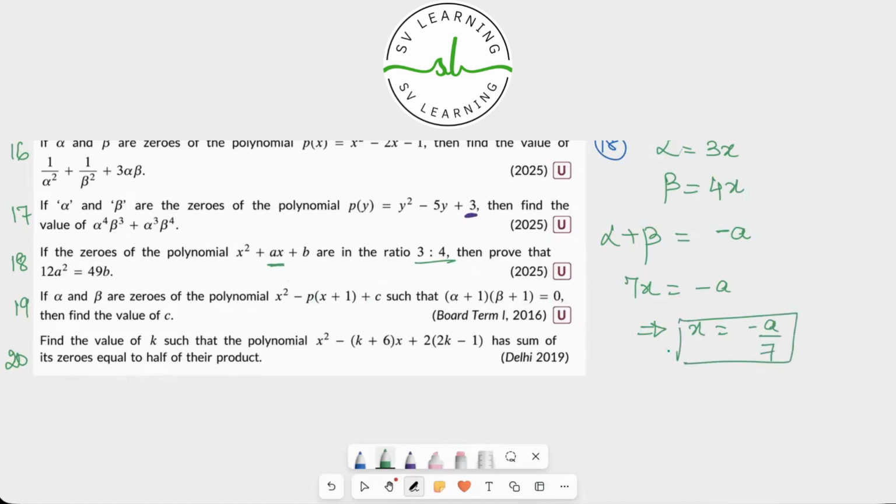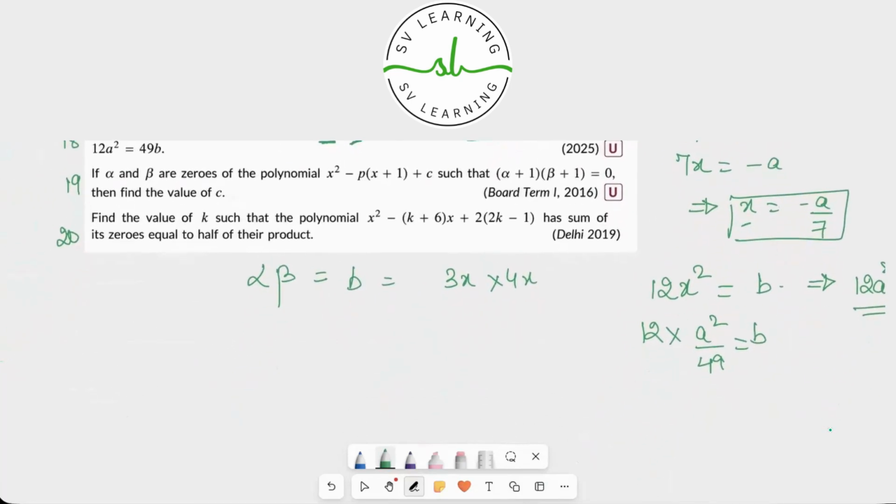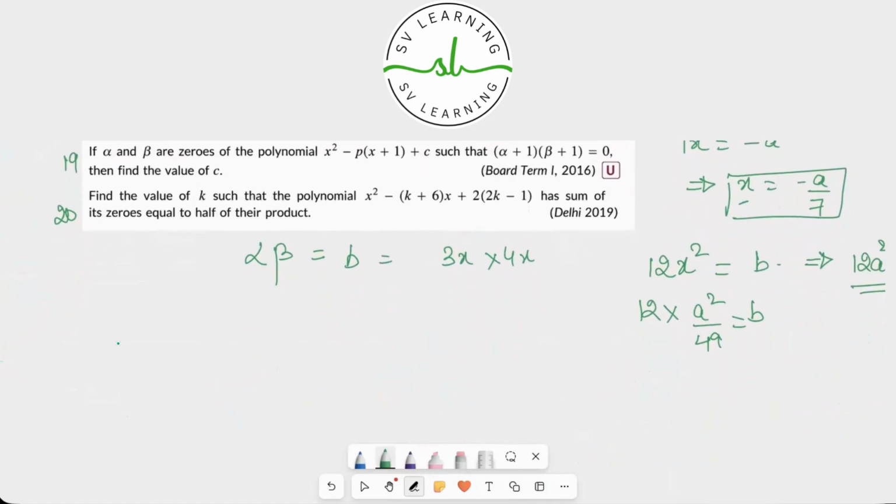And let's see, maybe if we need it. Then alpha beta, which is the product of the roots, which is c by a, which is b, according to the polynomial, can be written as 3x into 4x, right? So basically, I can say that 12x square is equal to b. And now x is minus a by 7. So what will be x square? A square by 49. And if I take this 49 to the right hand side, what I'll get is 12a square is equal to 49b. This was a good question. Now let us see question number 19.